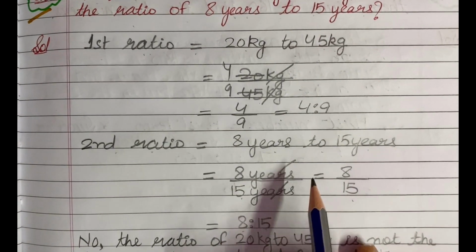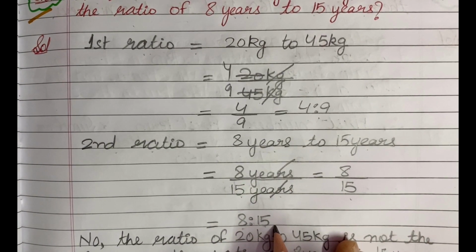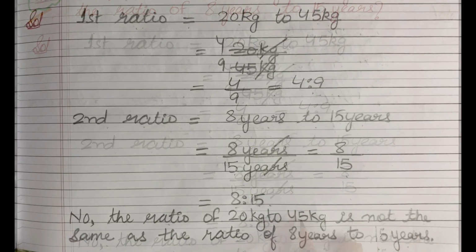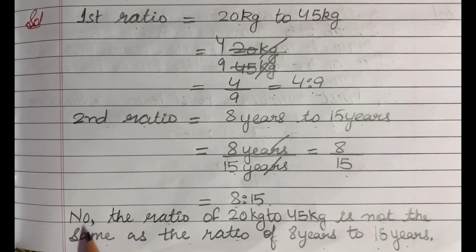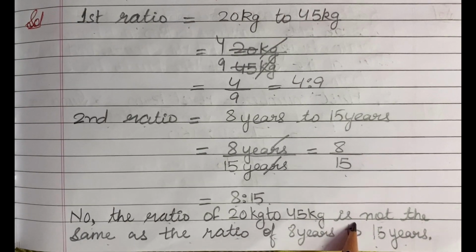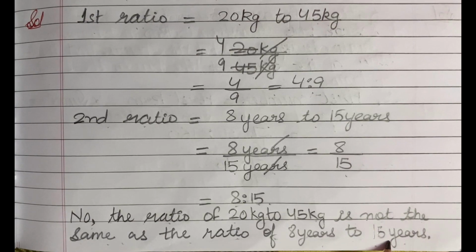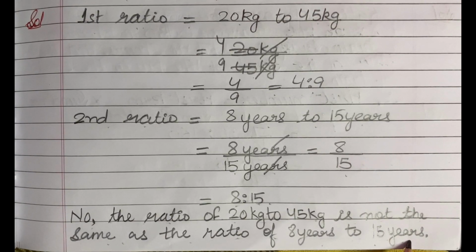So students, the first ratio is 4 is to 9, and the second ratio is 8 is to 15, and they both are not the same. So we will write in the last that no, the ratio of 20 kg to 45 kg is not the same as the ratio of 8 years to 15 years. Hopefully it is clear to you.